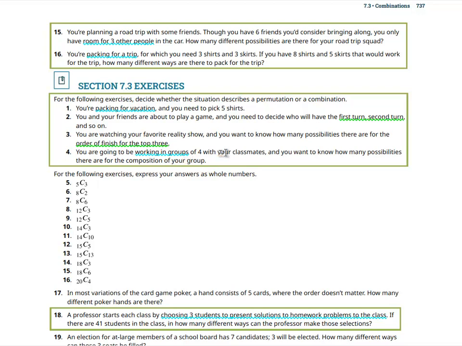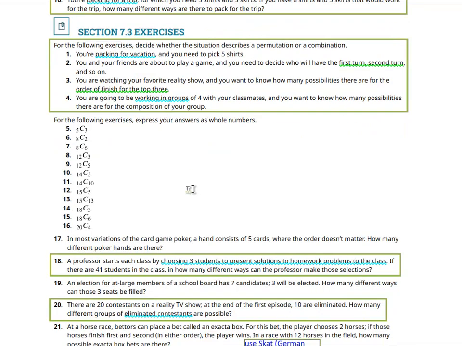Working in groups with your classmates, groups of 4. How many possibilities? Well, it's a combination unless you have a certain seating order, but you probably don't when you work in groups. Or unless actually you assign certain tasks. Everyone has a different task. Now it again kind of matters. But the way it's worded here, it's a combination.